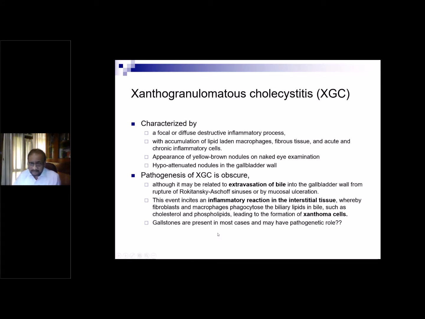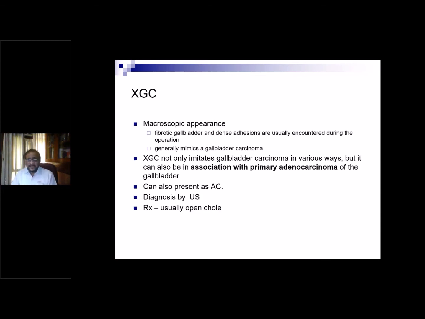Gallstones may or may not be present. And if they're present, they may or may not have a pathogenic role, we still don't know. But what we know is that this is the starting point. So here also, as in emphysematous, the stone was not the starting point. Similarly, in Xanthogranulomatous cholecystitis, the stone is not the starting point. Is that clear?